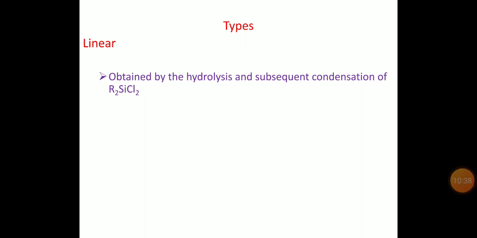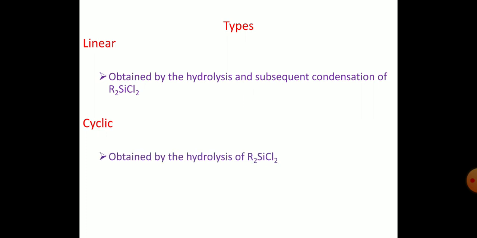Okay, then type number 2 is cyclic silicones. Type number 1 we have seen about linear silicones, and in type number 2 we have to see about cyclic silicones and how they are prepared. It is given that these cyclic silicones are obtained by the hydrolysis of again dialkyl dichlorosilane. What is the formula of dialkyl dichlorosilane? That is R2SiCl2.